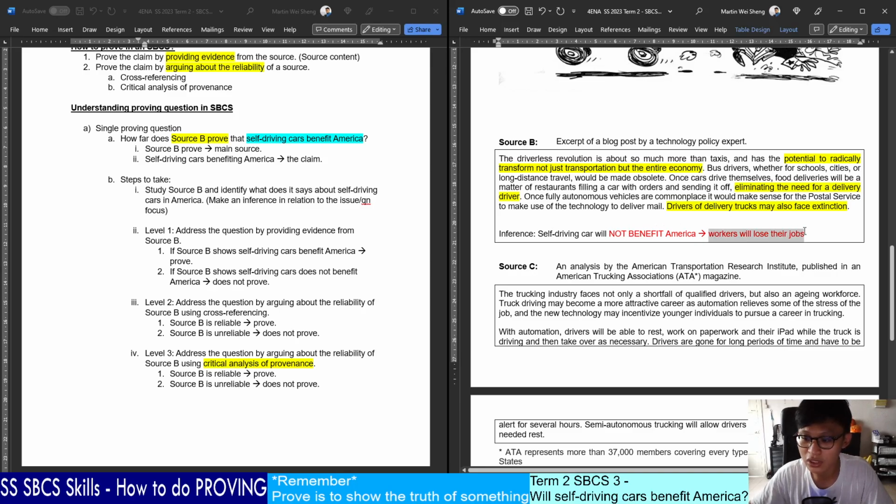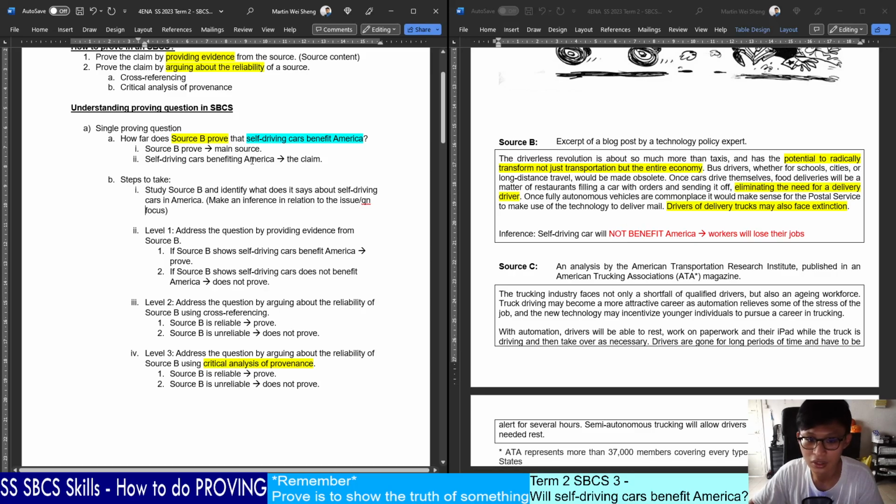Then what would happen to all these drivers? They would lose their job and lose their income. So this is a negative impact. It does not benefit America. It does not benefit Americans, the people living in America. So over here, if we look back at the question, how far does source B prove that self-driving car benefit America? Because source B says that it actually does not benefit America, the source cannot prove the benefit. In other words, the source is contradicting the claim.